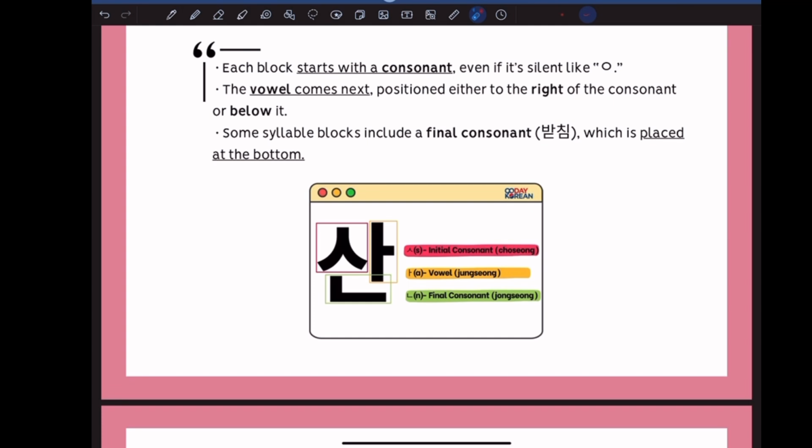So some syllable blocks have a final consonant, which is called batchim in Korean, which is placed at the bottom. So the consonants could be positioned either as the starting consonant over here or as the final consonant on the right below. And for the vowel, it's not in the picture in this book. However, it could be positioned either on the right or below, like this.